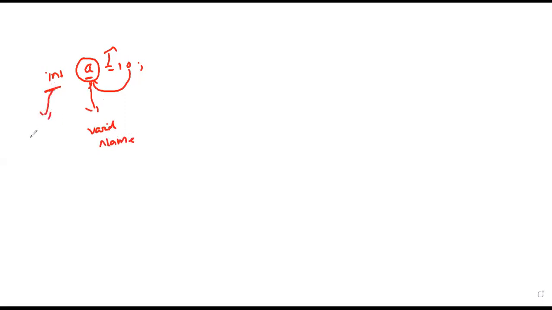What is this? The type of variable. This is the assign operator, and this is the value. Like that, one value will be stored in a particular memory. Here, what is the variable name? a is the variable name. So in a, what is the value being stored? 10.